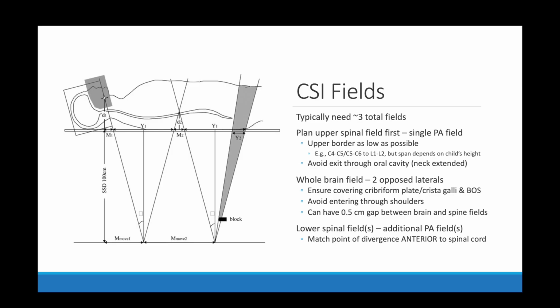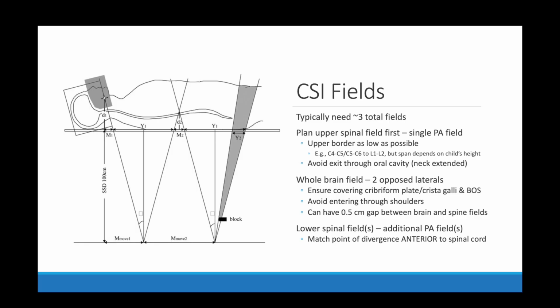Let's get into some more details and some of the specifics around how we design the fields, how we match the different fields. So starting with designing our isocenters and where these fields are going to be located. Typically, in an average height child, we're dealing with about 3 total fields, right? The first field for the whole brain, then the upper spine, and then the lower spine. So it helps to plan the upper spinal field first, that single PA field.